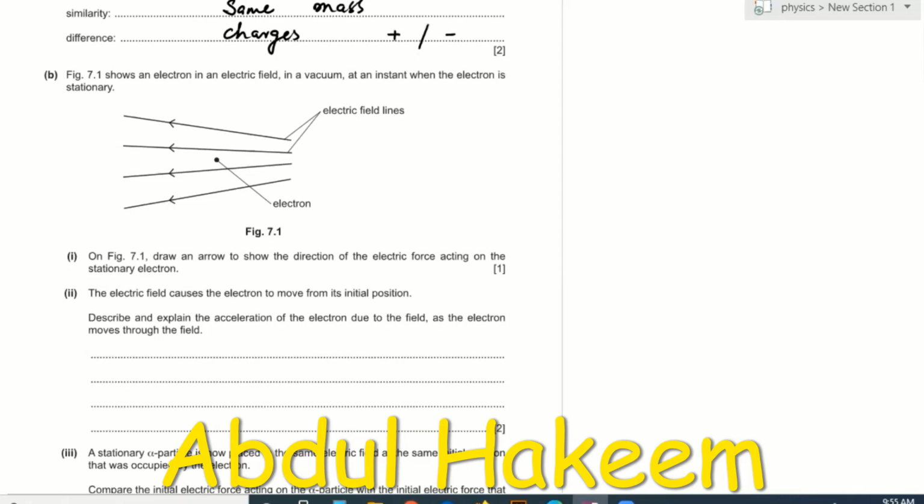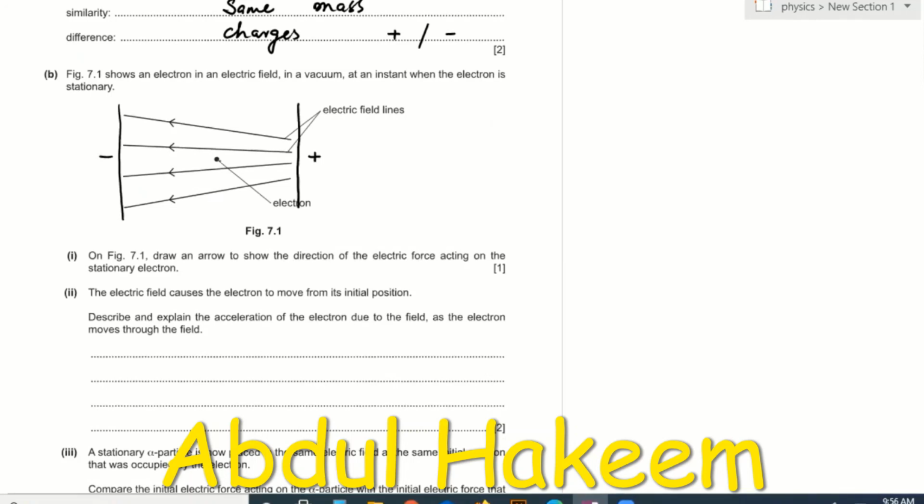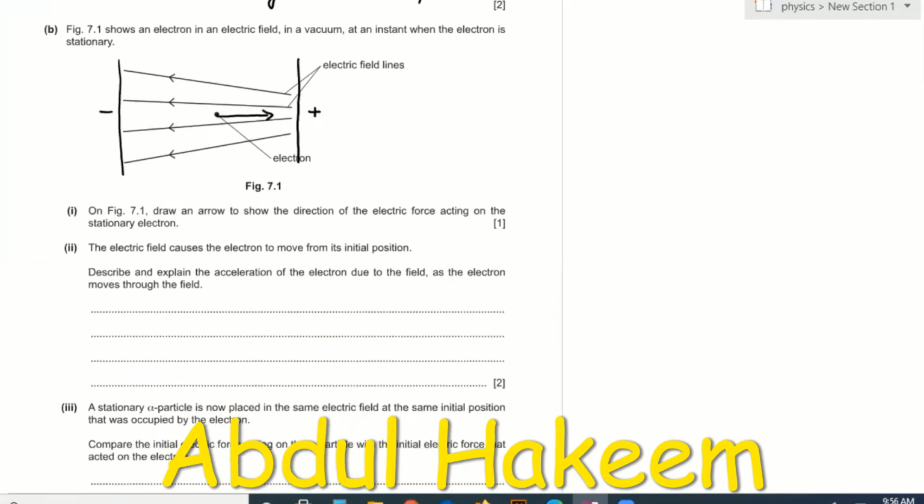Next, figure 7.1 shows an electron in an electric field in a vacuum. At an instant when the electron is stationary, draw an arrow to show the direction of the electric force acting on the stationary electron. Look, field lines are directed towards the left. This side is positive, this side is negative. This is a negatively charged electron, so definitely it is attracted by the positive plate. So this is the direction of the force on the electron.